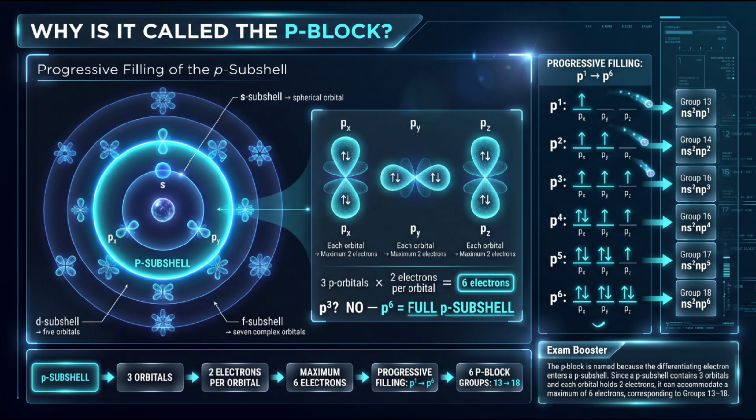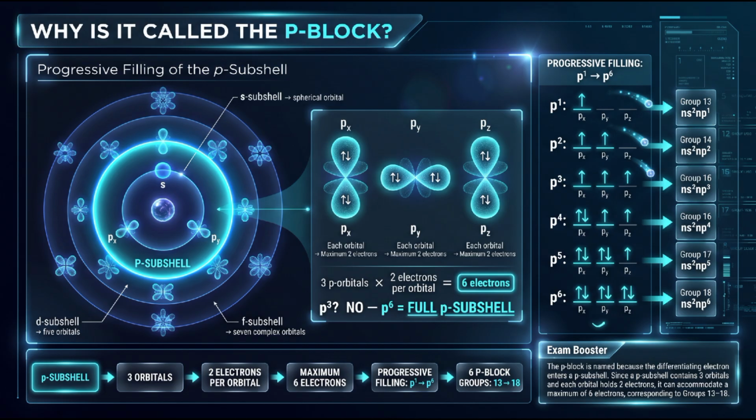The filling of the 3 p orbitals follows Hund's rule. According to Hund's rule, when electrons enter orbitals of equal energy, they first occupy separate orbitals with parallel spins before pairing begins. Therefore, when the first electron enters the p subshell, it occupies one of the 3 p orbitals. This gives the configuration p1. When the second electron enters, it goes into another empty p orbital rather than immediately pairing with the first electron. This produces p2. When the third electron enters, it occupies the remaining empty p orbital, producing p3, with 1 electron in each of the 3 p orbitals.